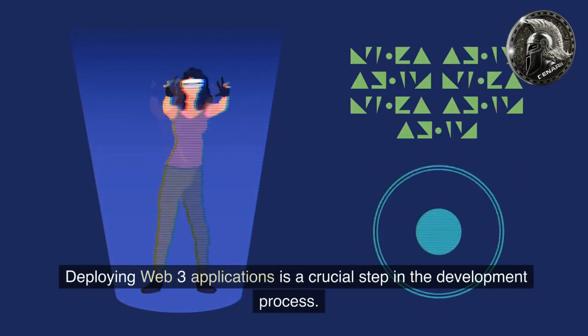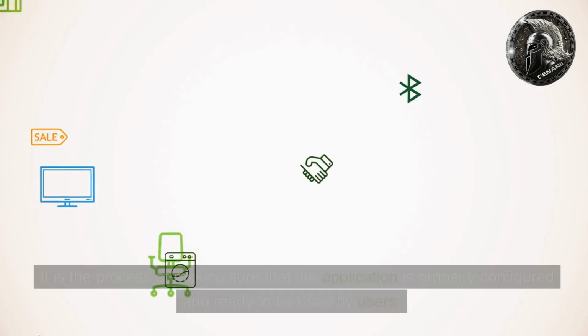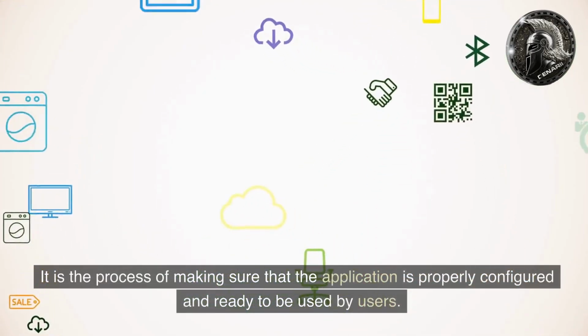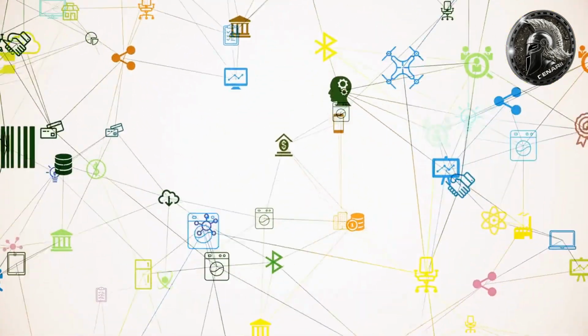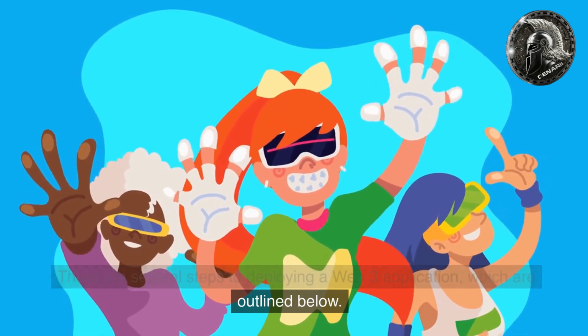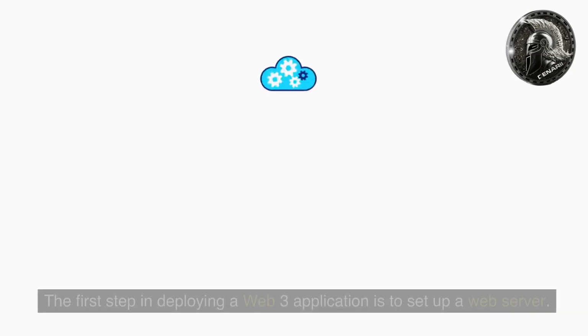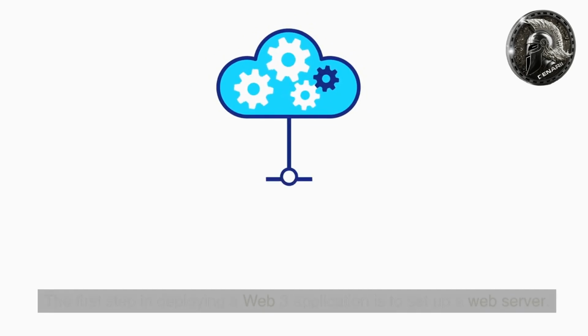Deploying Web3 applications is a crucial step in the development process. It is the process of making sure that the application is properly configured and ready to be used by users. There are several steps to deploying a Web3 application, which are outlined below. The first step in deploying a Web3 application is to set up a web server.